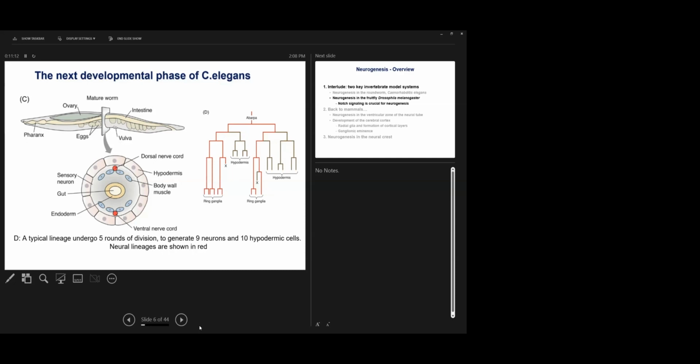So a typical lineage in C. elegans undergoes 5 rounds of division to generate 9 neurons and 10 hypodermal cells. You can calculate here: first round, second round, third round, fourth round, and fifth round. So it undergoes 5 rounds of division to generate 9 neurons, which are shown in red, and 10 hypodermal cells. So, any questions on C. elegans development?